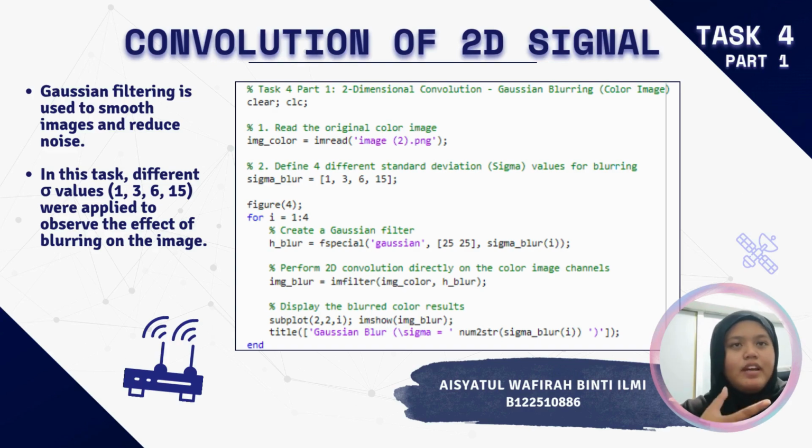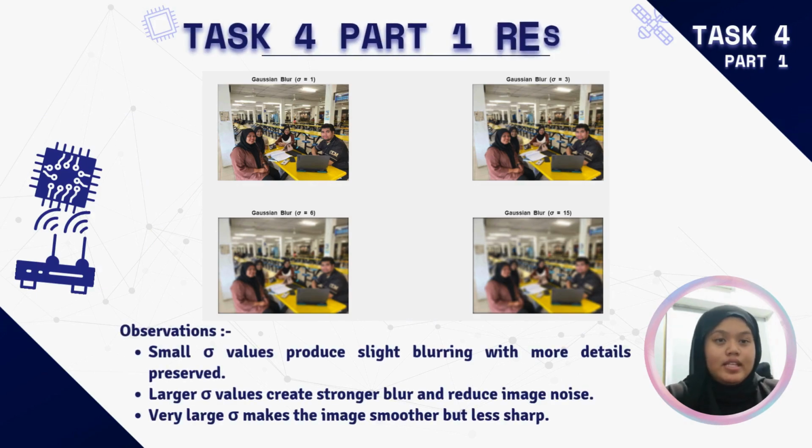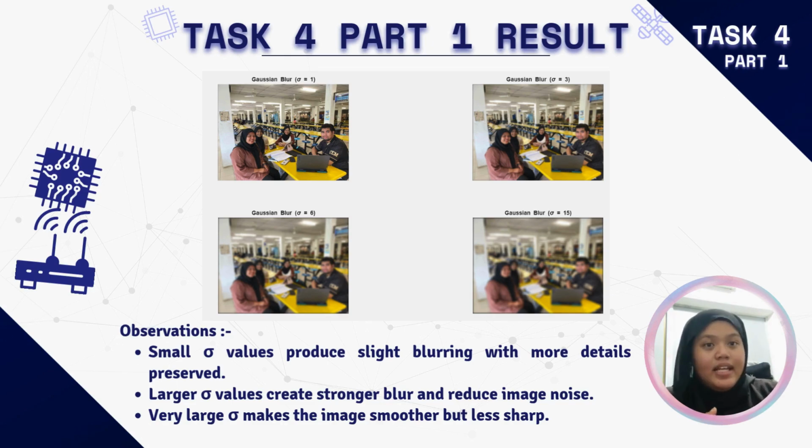To observe the effect of the Gaussian filter, we test 4 different sigma values, which are 1, 3, 6, and 15. The purpose of using different sigma values is to compare how the amount of blur changes as the standard deviation increases. So we can see in this slide we have 4 pictures. Picture 1 is Gaussian 1. Since the sigma value is small, only a small amount of blurring is applied. Most of the image details remain clear and the edges can still be seen clearly.